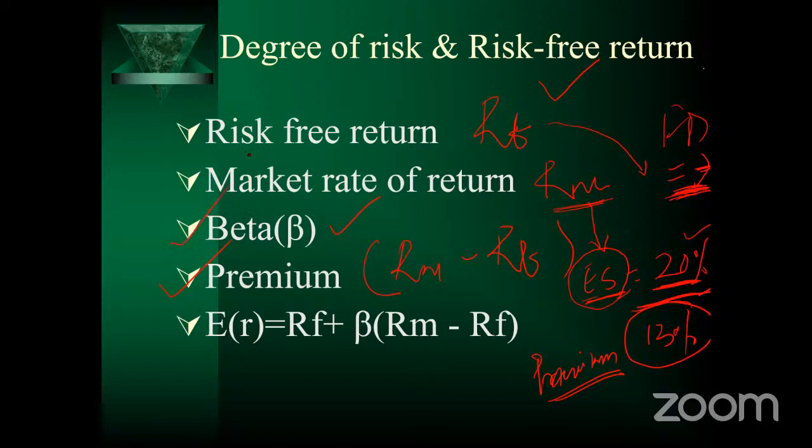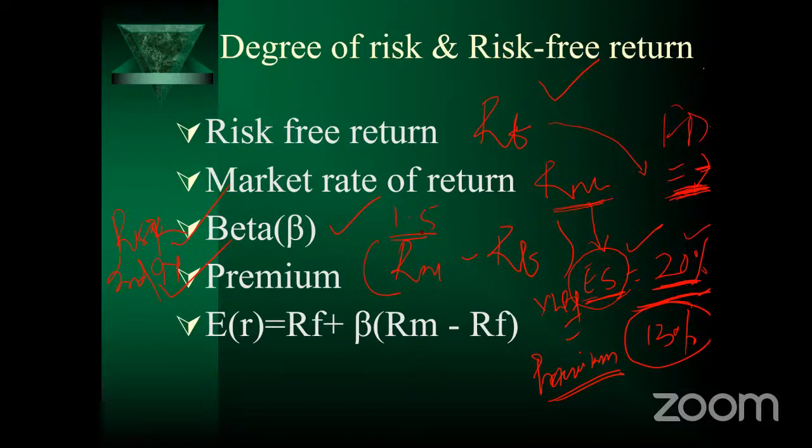Then what is beta? Please remember, beta is the risk index of an individual security, not of the market as a whole. If I am talking about an equity share, let's say this is the equity share of X Limited, so the X Limited equity share is an individual security. Let's say its risk index is 1.5. The individual security index is 1.5.